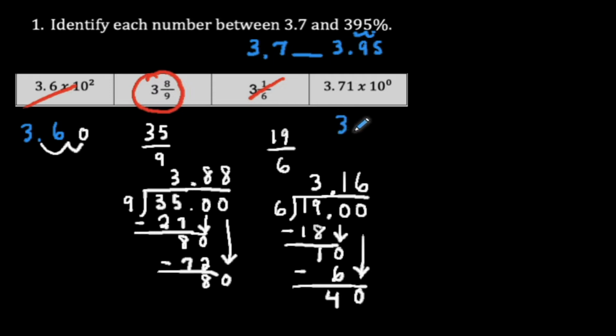Now, is 3.71 between 3.7 and 3.95? It is. So this is definitely a choice here. Okay, so let's move on to question number 2.